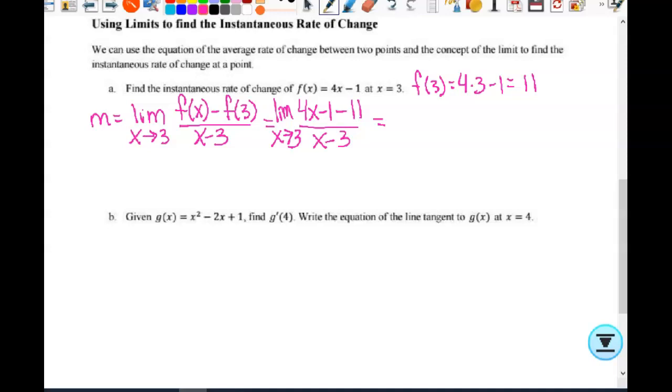Now, if I did substitute in 3, that wouldn't be good, right? Because I get a 0 in the denominator. You with me? Okay. So I still have the limit as x approaches 3 of 4x minus 12 over x minus 3.